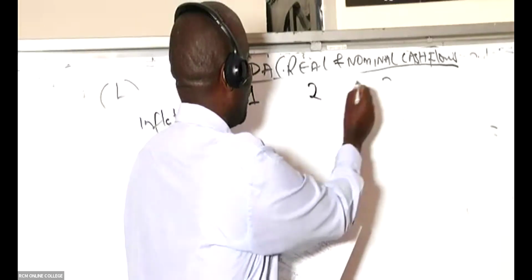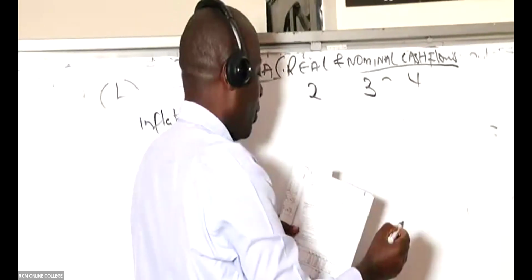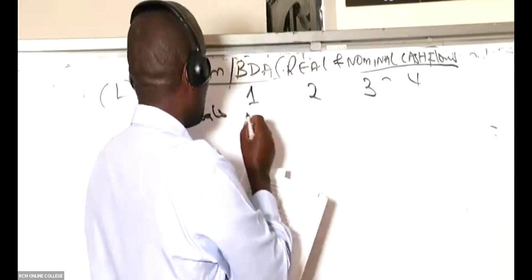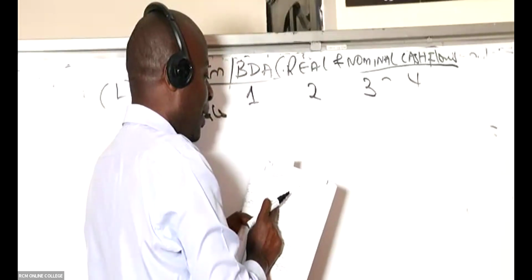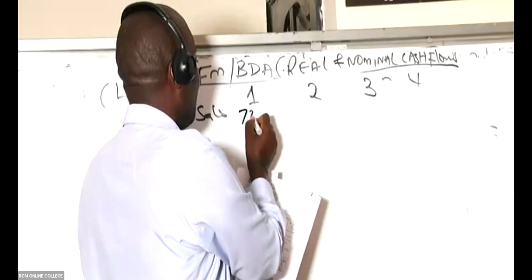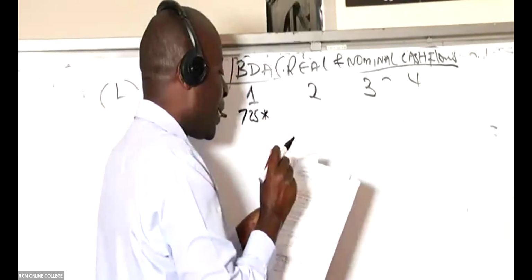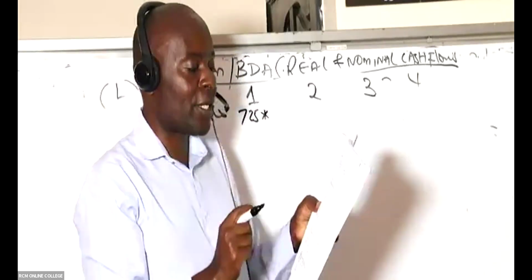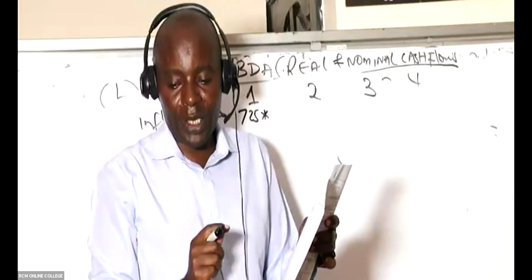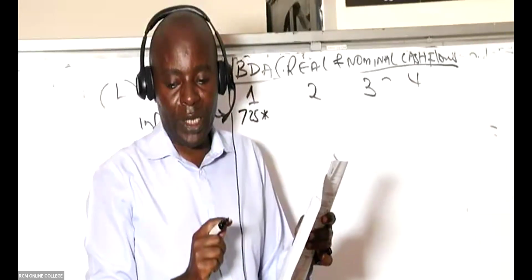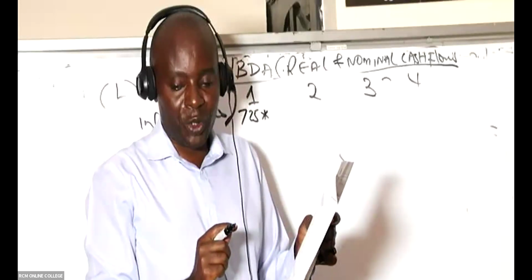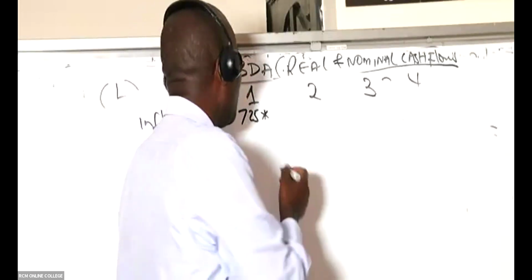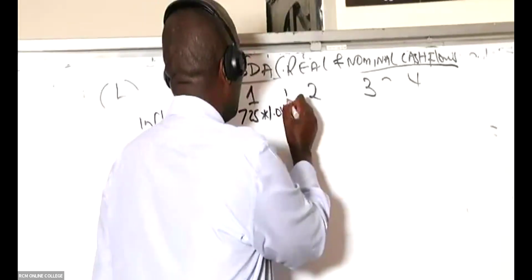1, 2, 3, 4. Then we have 1. Given that this is the current value, we have here 725. Do we know in this case the inflation rate of sales? Inflation rate of sales is what percentage? 4%, isn't it? So then this will be times 1.04 raised to 1.